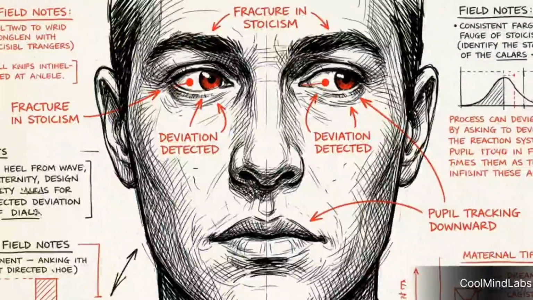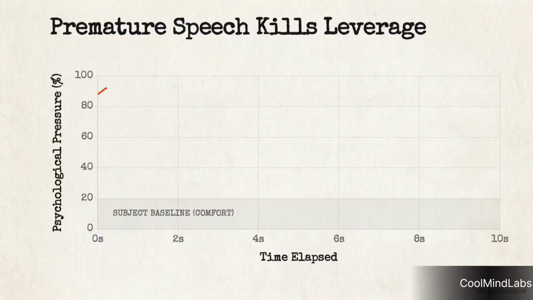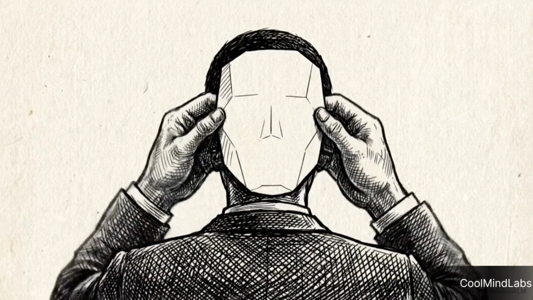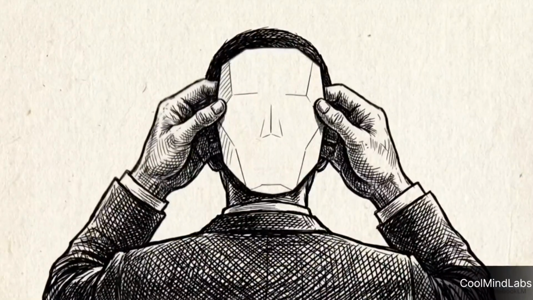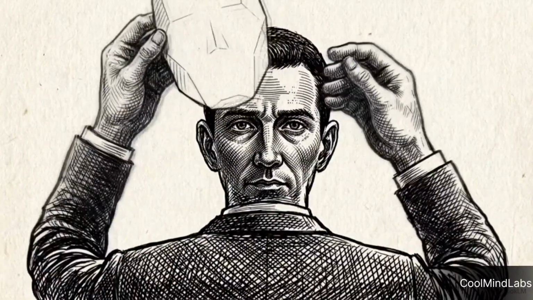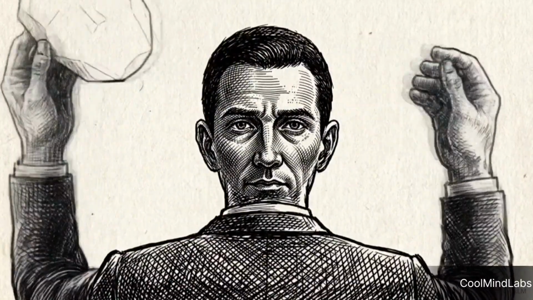The technique only fails if you break first. If you give in to your discomfort and speak, the pressure dissipates and you lose the advantage. Weaponized silence inverts the leverage of a conversation. Instead of working to extract information, the subject unmasks themselves to relieve their own psychological pressure.